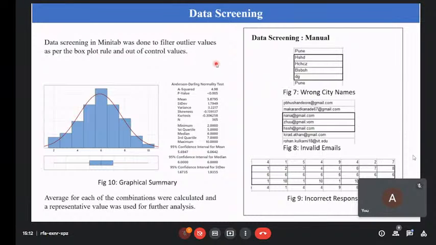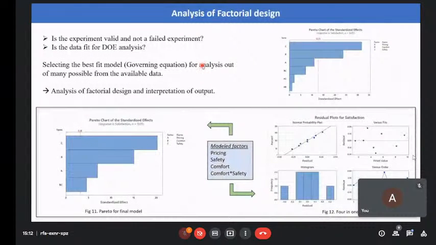And post that, we were able to find average values for each of the 8 treatment conditions, and then we entered those values using the graphical summary into the Minitab software. So now we had 8 experimental treatment conditions and one associated output value for each of them, which is customer satisfaction. Now we had to create a mathematical model with that. Before finally building the mathematical model, the first thing we wanted to look for is whether the experiment is valid, or is DOE possible for this data.